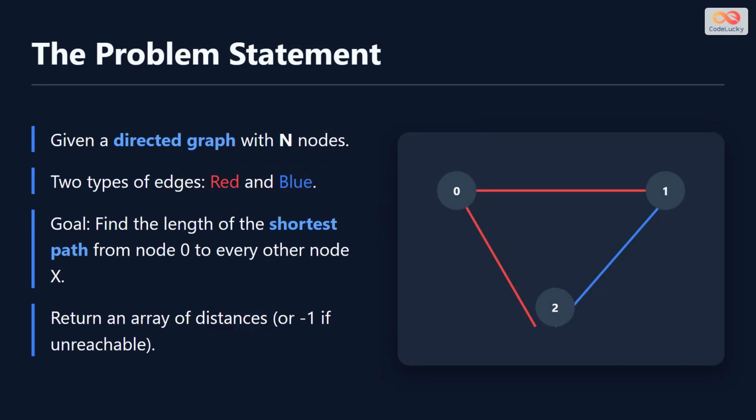Let's define the problem. We are given a directed graph with n nodes. The edges in this graph are either red or blue. Our goal is to find the shortest path from node 0 to every other node in the graph. The result should be a list of distances.